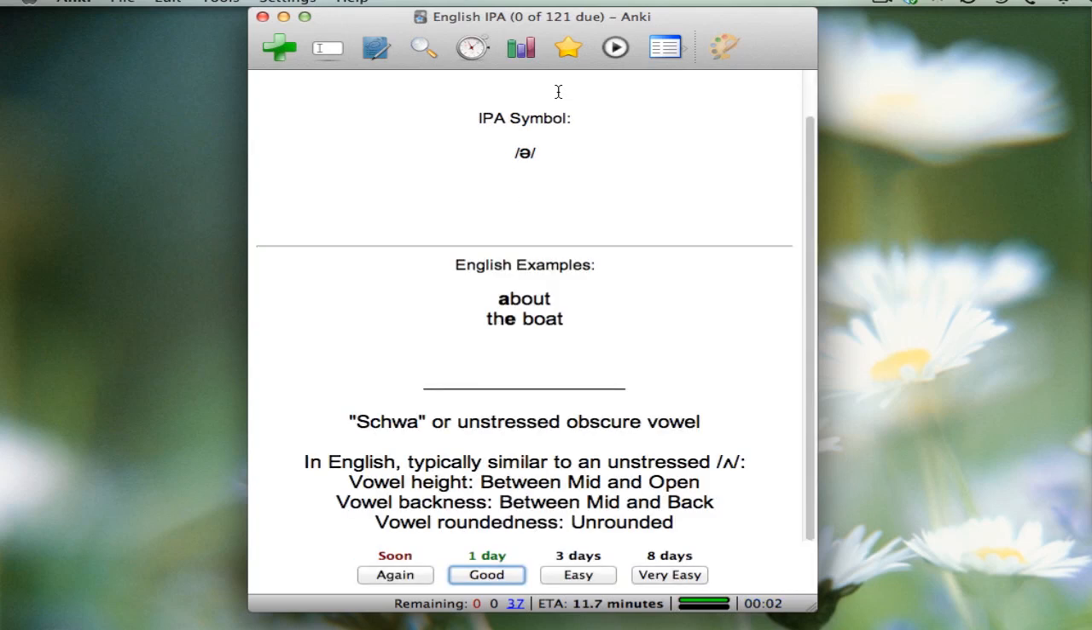This is our schwa. Careful here. The schwa is the unstressed obscure vowel. We'll talk about that a lot in the third video. In English, you're usually going to find something pretty similar to the sound in but or sun. And so you'll hear about and the boat. This symbol is used in almost every language because there's an unstressed vowel in most languages, but in general it's going to change in sound depending on the language.